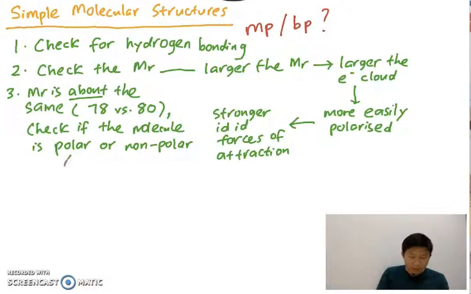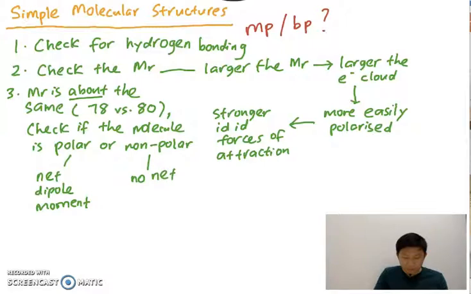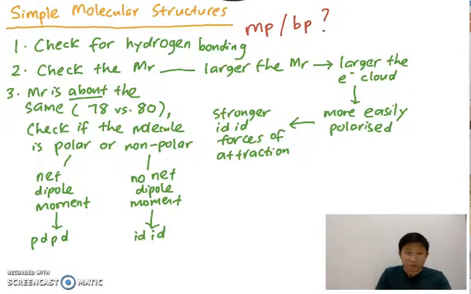Okay, so polar means what? There is a net dipole moment. Non-polar means no net dipole moment. So of course, when it's polar, it has PD forces of attraction, but no net dipole moment means ID forces of attraction, and of course PD forces of attraction are stronger. So please remember this process, we follow step by step.